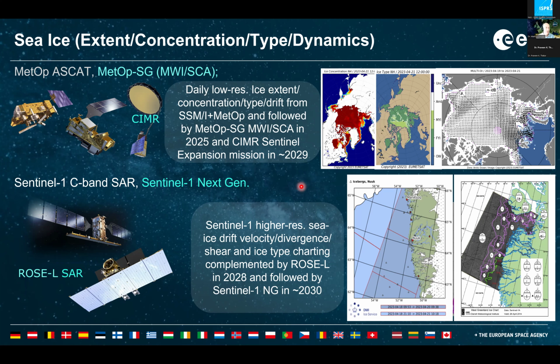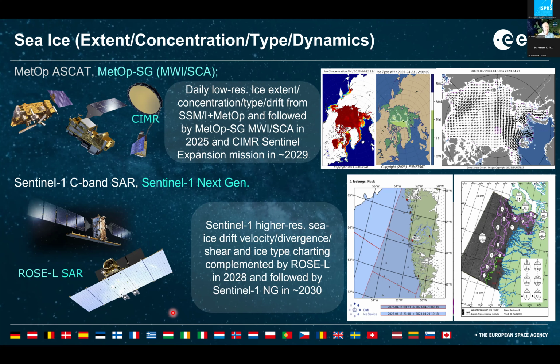For sea ice, we also have the capability offered by the higher resolution C-band SAR on Sentinel-1, followed by its next generation, and also complemented by the ROSE-L Sentinel expansion mission, which I explained earlier. These provide today high-resolution sea ice, drift velocity and divergence, shear and ice type charting. We're also able to map icebergs around the coast of Greenland in the Arctic. And the combination of ROSE-L and Sentinel-1 will enable continuity in this operational ice mapping in the future.